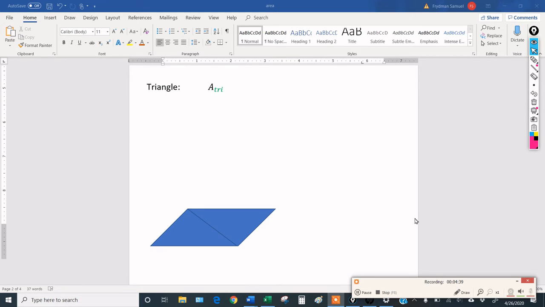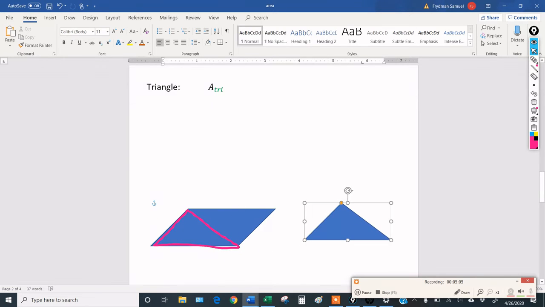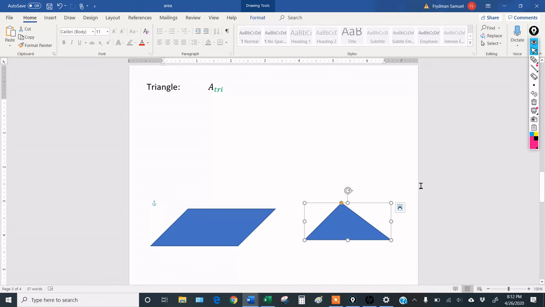Let's try to figure out the area of a triangle. For this proof, we're actually going to begin with a parallelogram. If we imagine slicing the parallelogram from corner to corner, we can see that we get a triangle. I'll go ahead and pull this triangle out. We can see that the area of the triangle is exactly half of the area of the original parallelogram.